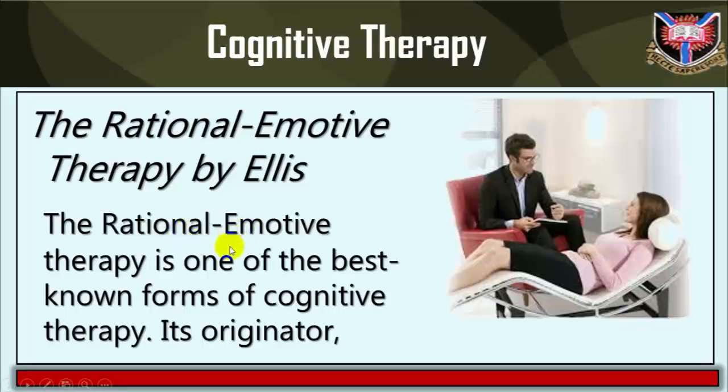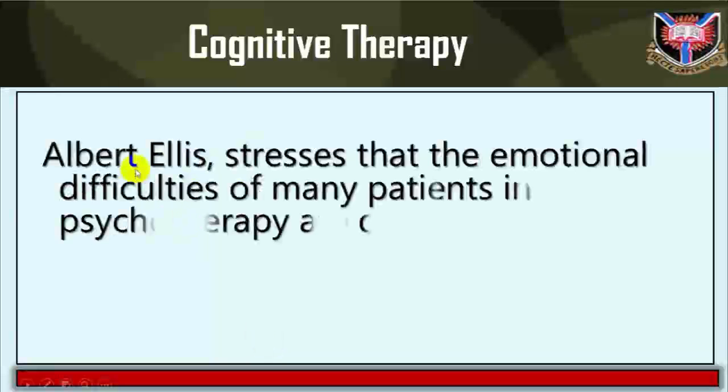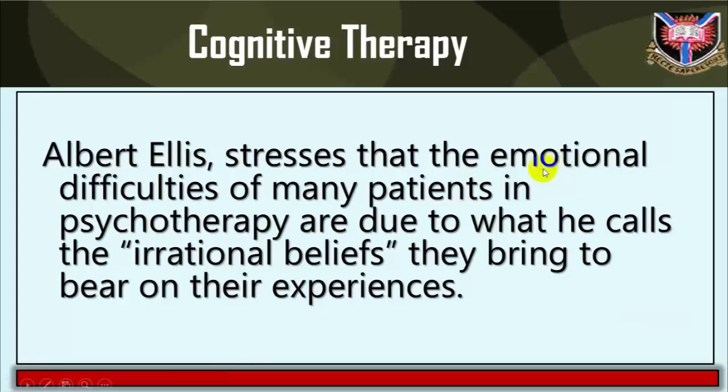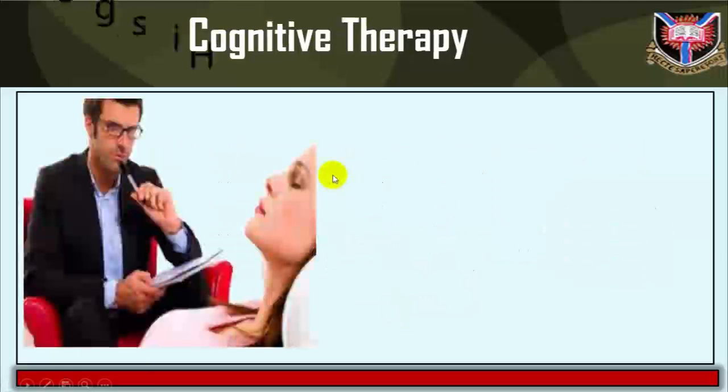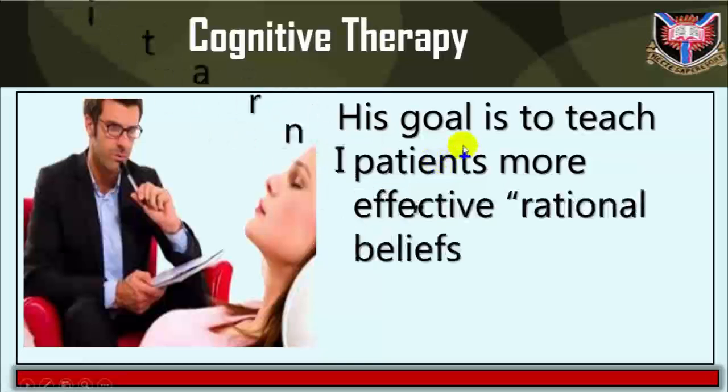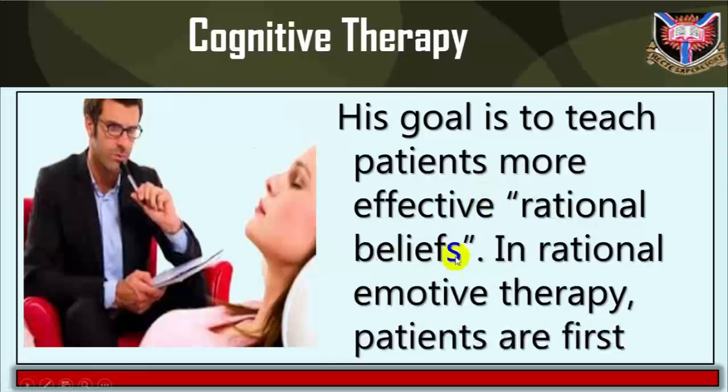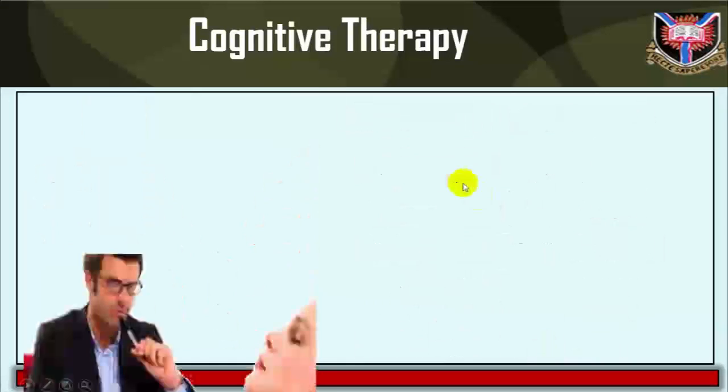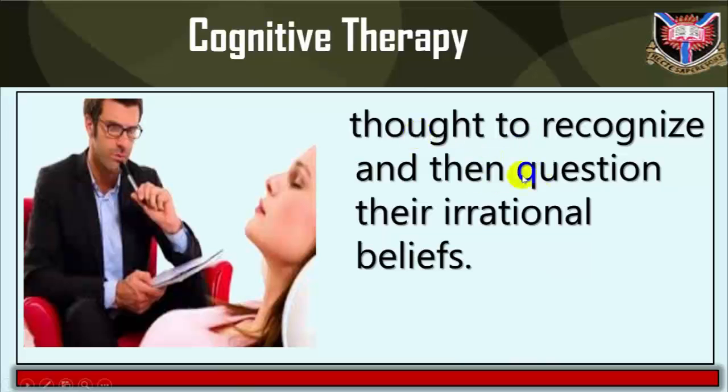The rational emotive therapy is one of the best known forms of cognitive therapy. Its originator, Albert Ellis, stresses that the emotional difficulties of many patients are due to what he calls the irrational beliefs they bring to bear on their experiences. His goal is to teach patients more effective rational beliefs. In rational emotive therapy, patients are first taught to recognize and then question their irrational beliefs.